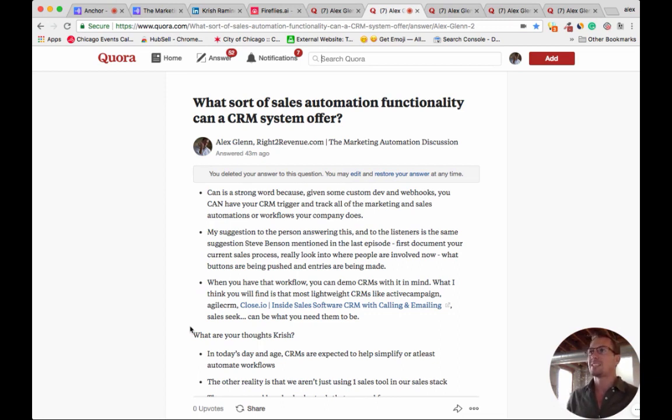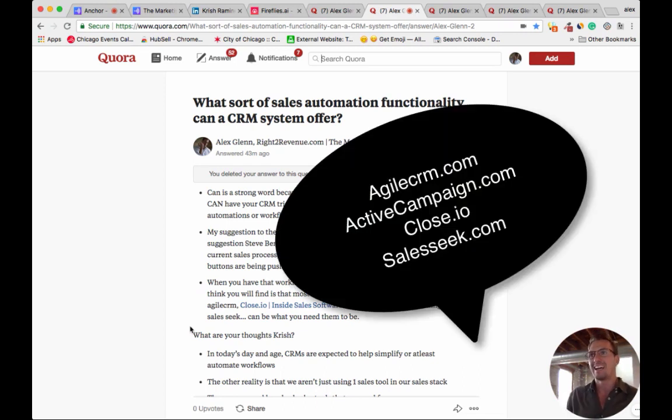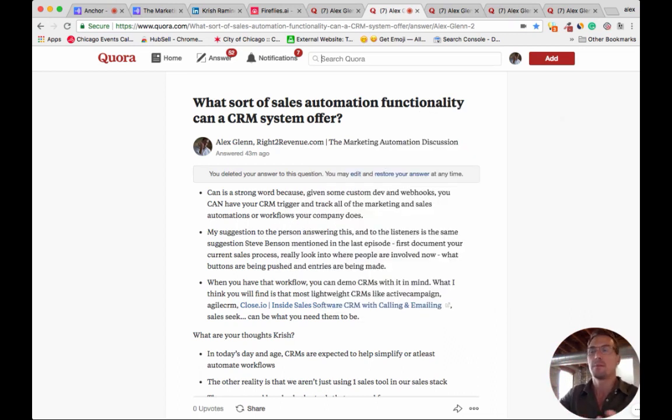What I think you will find is that most lightweight CRMs can cover a lot of the marketing and sales automations that you will need. They do some robust and some profound automations with just a few bucks a month, like ActiveCampaign, Agile CRM, Close.io, SalesSeek. Check all of those out, and we dive into those in a couple other episodes. They will probably provide most of the functionality. But what are your thoughts regarding sales automation functionality and what a CRM system can do? Krish?